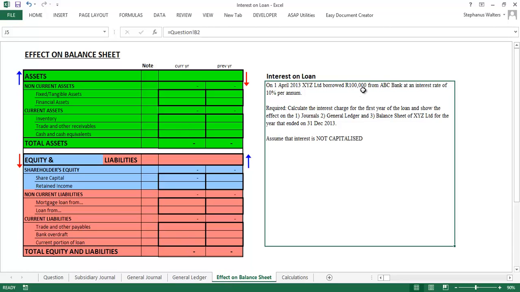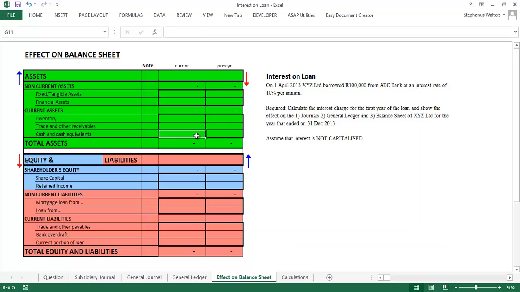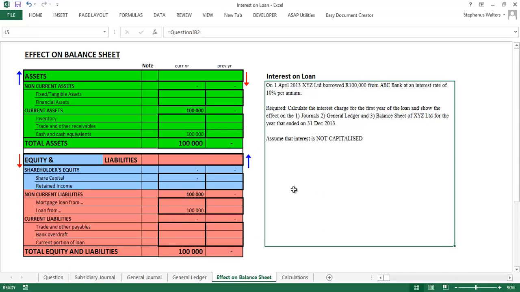The first transaction, the receiving of the 100,000 Rand, is going to increase my cash. So there we go. We can say plus 100,000 Rand in cash. And the other side was the loan account that also increased, plus 100,000 Rand there. Then the second part, the interest of 7,500.